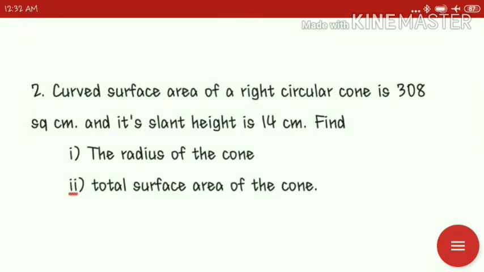Second question, it says that the curved surface area of a right circular cone is 308 square centimeter and its slant height is 14 centimeter. Find the radius and the total surface area of the cone. Okay, so you can see that the curved surface area is already given, and as well as the slant height. We need to find out the radius and the total surface area. So try it by yourself and then come to my solution.